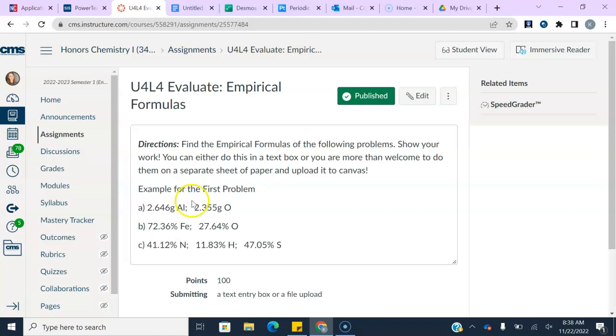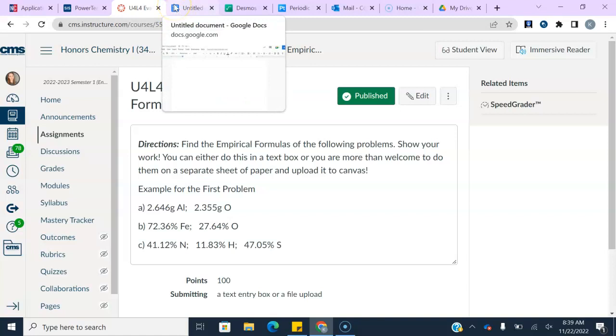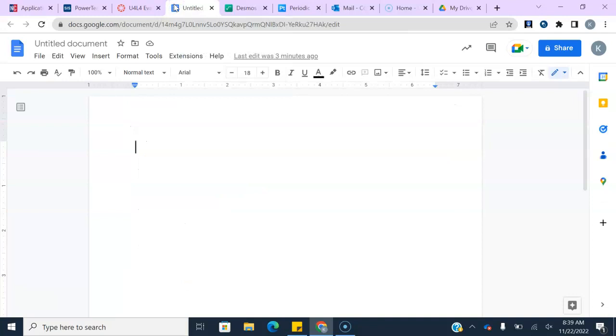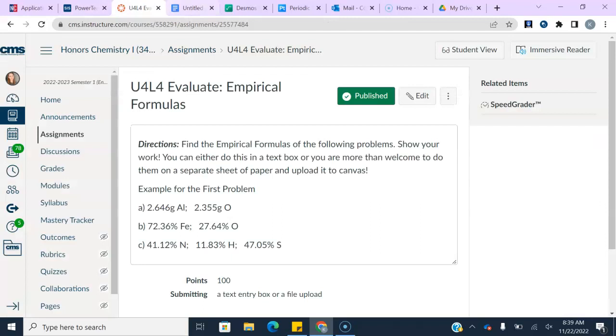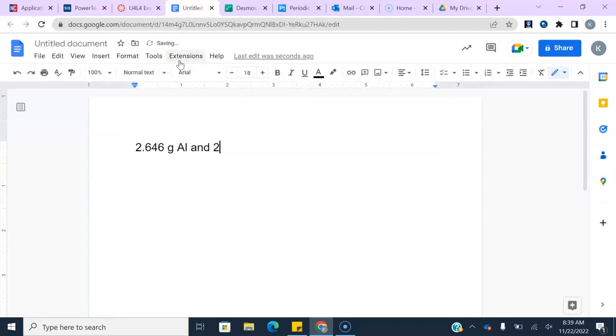All right, so the first one we have aluminum and oxygen, so that's going to be aluminum oxide, and we have to do the empirical formula to figure out how many of each atom that we have. So I'm just going to pop over to my Google Doc and type everything down. So I have 2.646 grams of aluminum and 2.355 grams of oxygen.